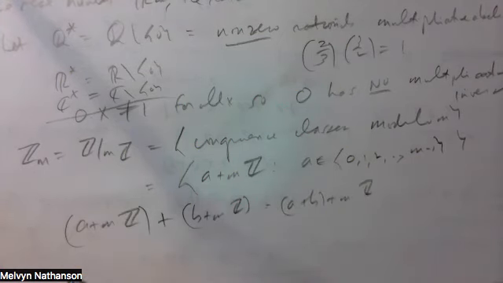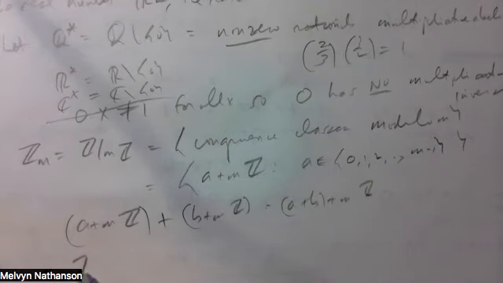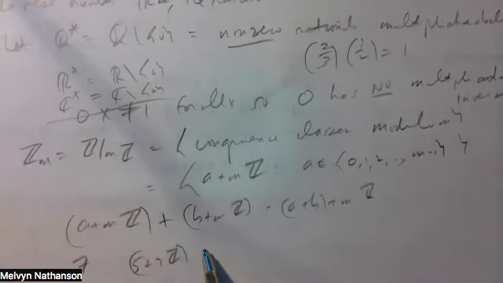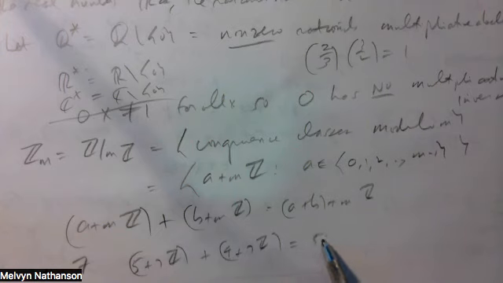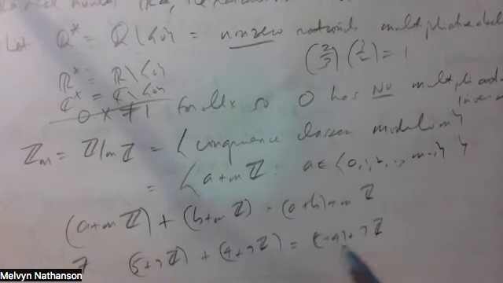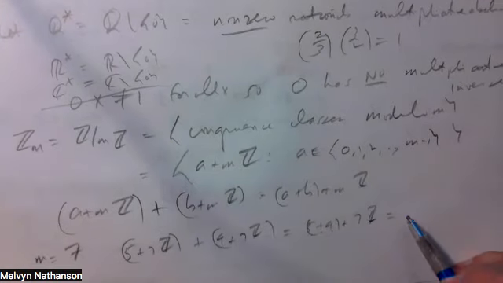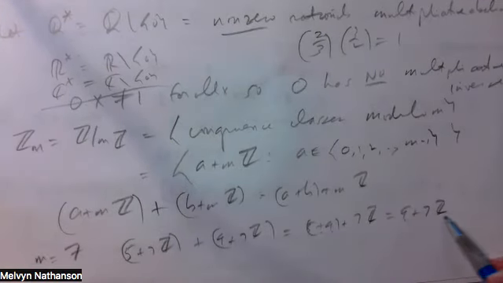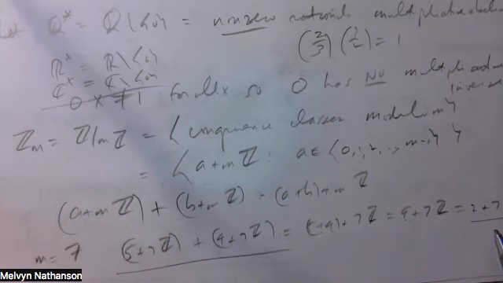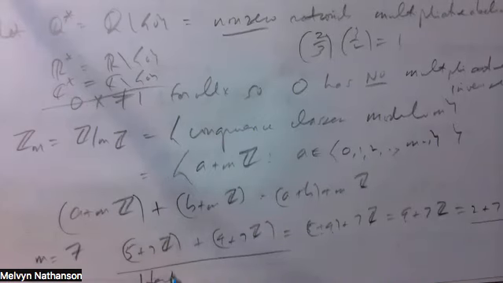So for example, if you have m equal to 7, if you take the congruence class 5 plus 7z, and you add it to the congruence class 4 plus 7z, that's 5 plus 4 plus 7z. 5 plus 4 is 9. And 9 is congruent to 2 mod 7, so this is the same as 2 plus 7z. So here we can add congruence classes, and the identity is the congruence class of 0.